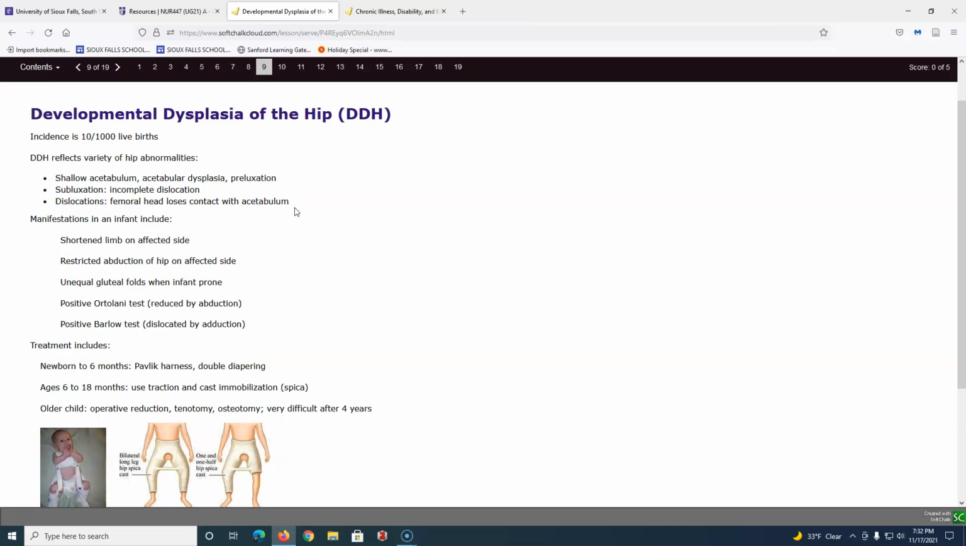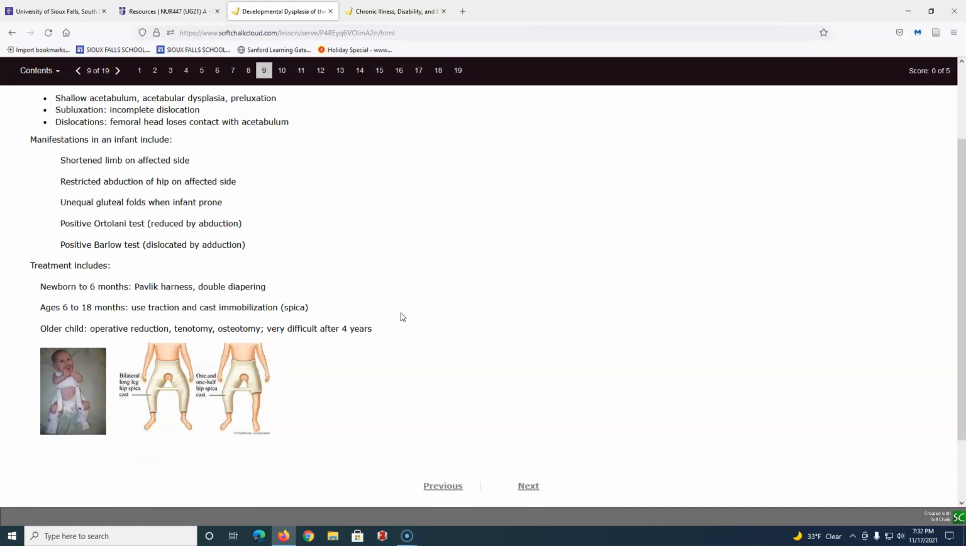So with that, it pops back in, and so that's these different tests. How you might notice this, on little kids you might see one limb that's shorter than the other. You might see different gluteal folds, so the little butt cheeks will look a little different. They're going to have some restricted abduction of the hip, so they're not going to move that impacted leg as much. Treatment is pretty good if we catch this early on.